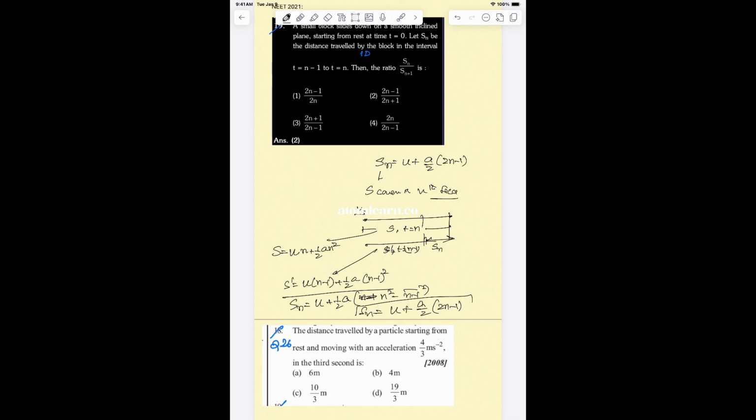Therefore, it is nothing but applying the second equation of motion twice in order to find the difference between the two distances covered in n seconds as well as n minus 1 seconds. Now, we will just see.